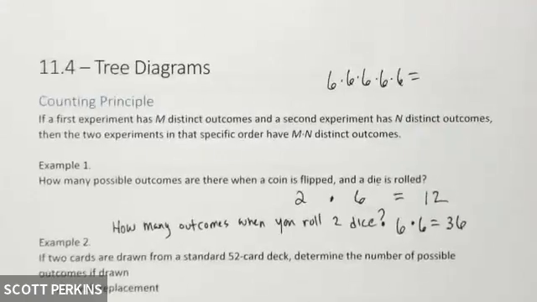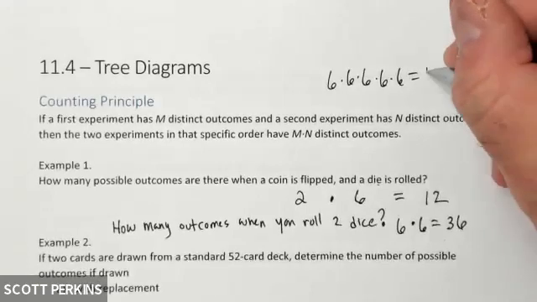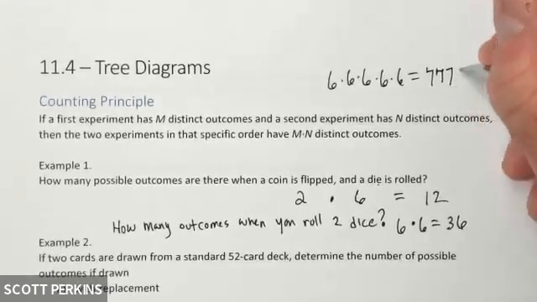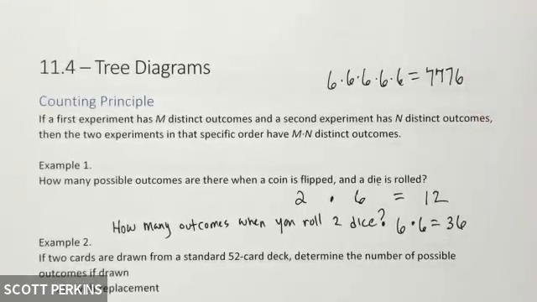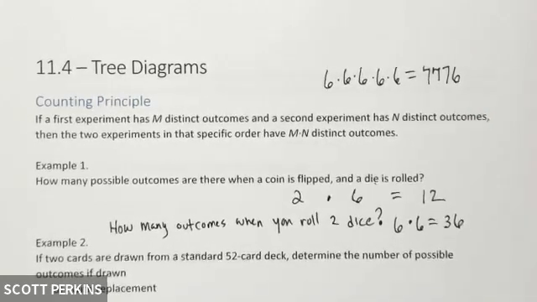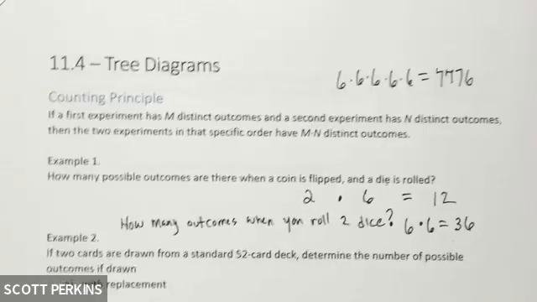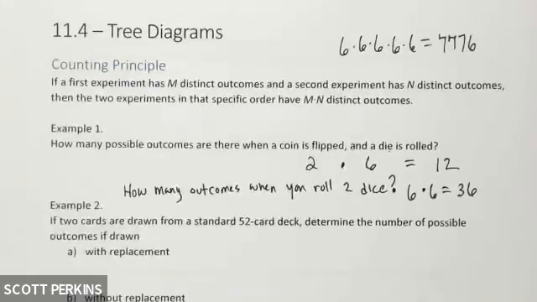So if you like that game, if you even know what I'm talking about, I know I'm old school. So when you roll 6 times 6 times 6 times 6 times 6, when you roll the 5 dice in Yahtzee, there are 7,776 possible things that could happen in your outcomes. Okay, so there's a lot of possible outcomes. That's what the counting principle is doing for us.